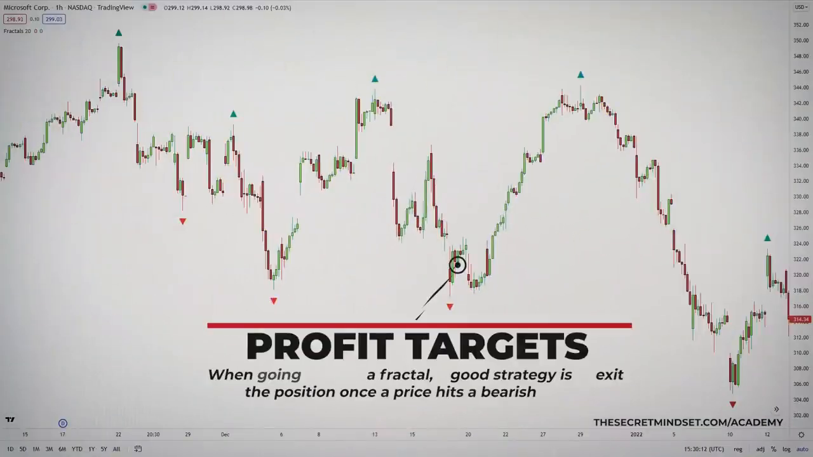Taking profits could also involve the use of fractals. For example, if going long on a fractal, you could exit the position once a price hits a bearish fractal.